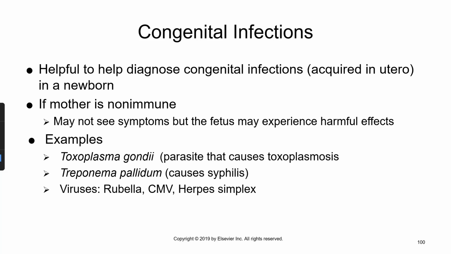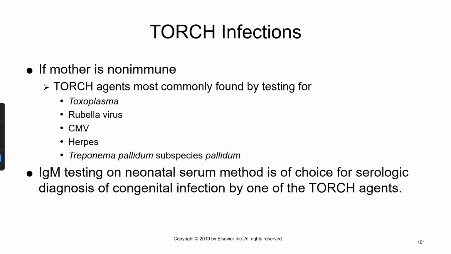Congenital infections. Testing is helpful to diagnose congenital infections that were acquired in utero in a newborn. If the mother is non-immune, she may not see symptoms, but the fetus may experience harmful effects. Examples are Toxoplasma gondii, toxoplasmosis, which is transmitted by cat feces. Treponema pallidum is syphilis. Viruses include rubella, cytomegalovirus, and herpes simplex virus.